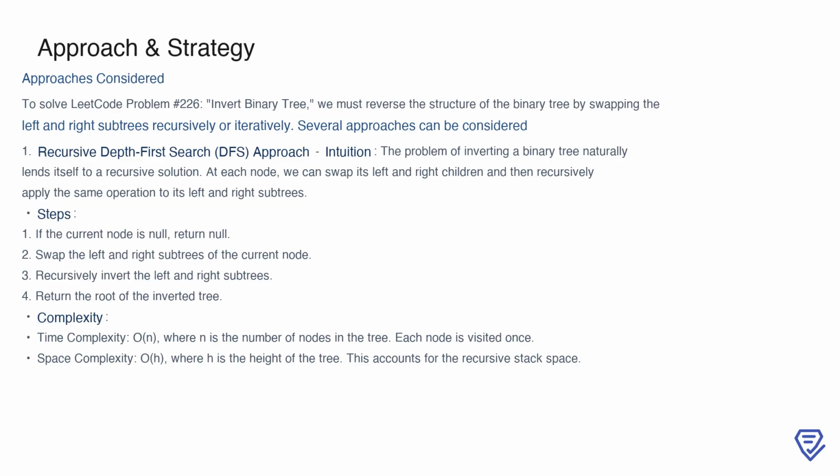If the current node is null, we return null since there's nothing to invert. Otherwise, we swap the left and right subtrees. After swapping, we recursively call the function to invert the left and right subtrees of the current node.